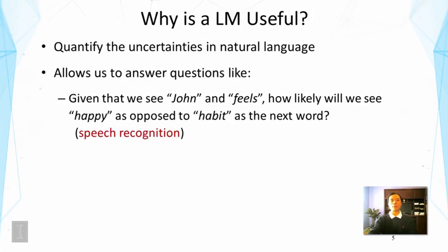So let me show some examples of questions that we can answer with a language model that would have an interesting application in different ways. Given that we see John and feels, how likely will we see happy as opposed to habit as the next word in the sequence of words? Now, obviously, this would be very useful for speech recognition because happy and habit would have similar acoustic signals. But if we look at the language model, we know that John feels happy would be far more likely than John feels habit.